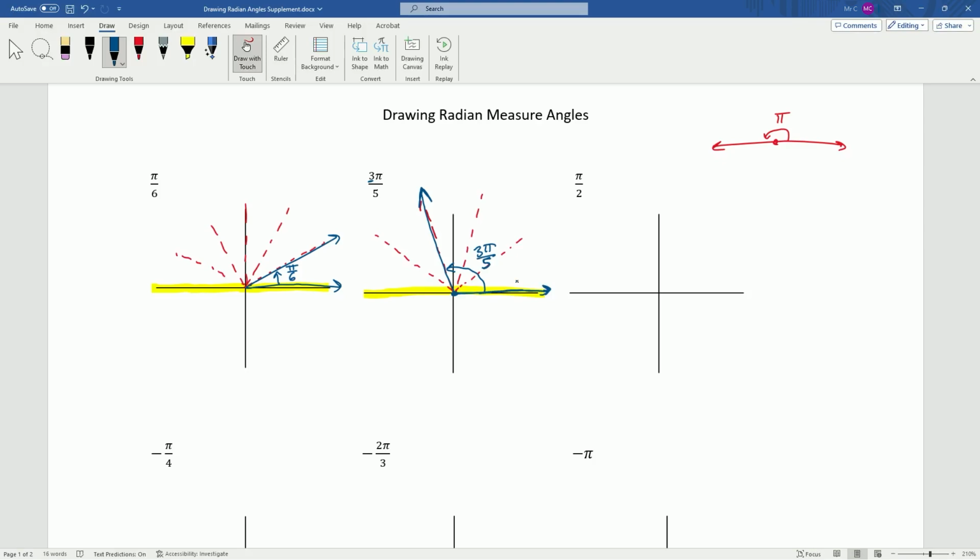Okay, so let's do one more of these simpler examples like this. Pi over 2. Okay, so that's easy enough. Here's my straight line. How do I divide that into 2 pieces? Well, I'll just mark right here, straight up and down.